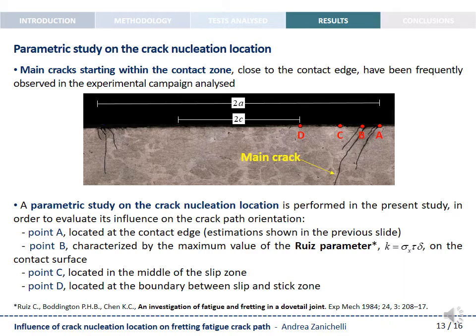Moving inside the contact surface, such points are point B, that is the point characterized by the maximum value of the width parameter on the contact surface, where such a parameter is computed by multiplying the stress component acting parallel to the contact surface, sigma x, by the shear stress, tau, and the relative slip, delta. Point C, located in the middle of the slip zone, and point D, located between the slip zone and the stick zone.